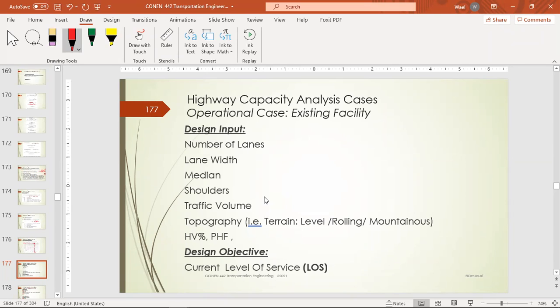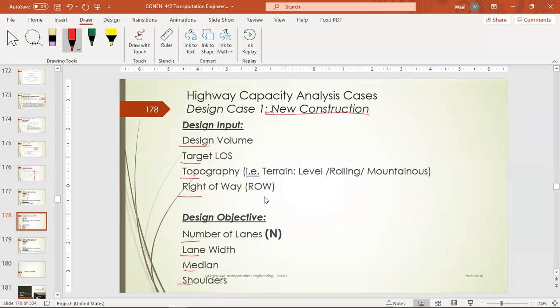Okay, the design input. That's for the operational case, where we have an existing facility and we want to determine the level of service. So the objective is basically to determine the level of service. The input is the number of lanes, lane width, median, shoulder, traffic volume. So this is the geometry of the facility or the highway. That's the traffic demand, and the topography, the peak hour factor and the heavy vehicle percentile. Then the output will be the level of service.